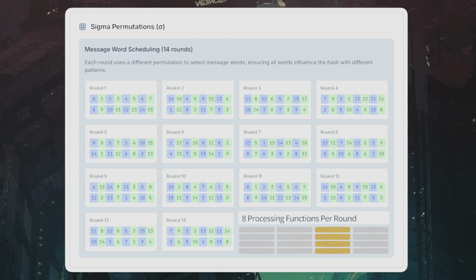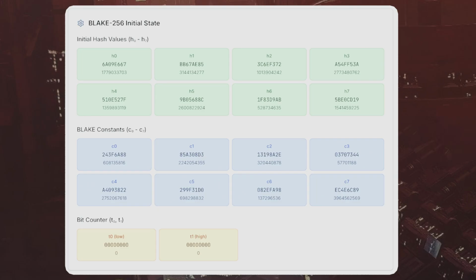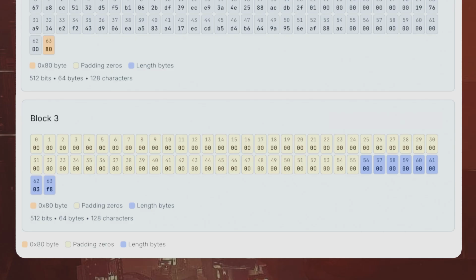The bit counter's inclusion prevents length extension attacks, where attackers might try to append data to create valid hashes for modified transactions. By embedding the original length into the final calculation, Blake-256 makes such attacks computationally infeasible.